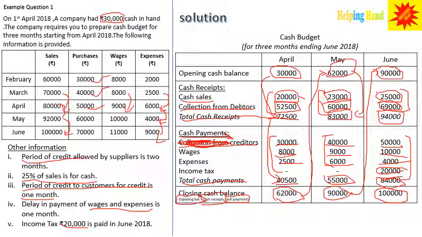Okay, so this is the whole sum for cash budget. This is just a simple sum. So when you advance with the sums, it will help you better. So this is just a basic understanding of how a cash budget sum is solved.